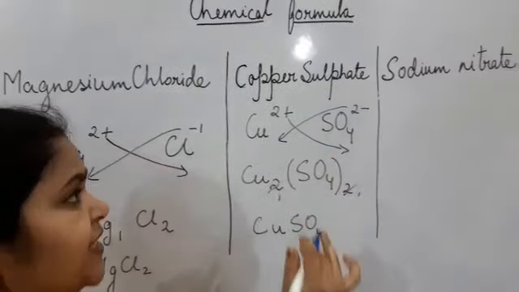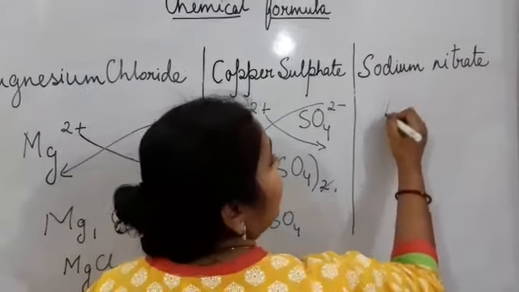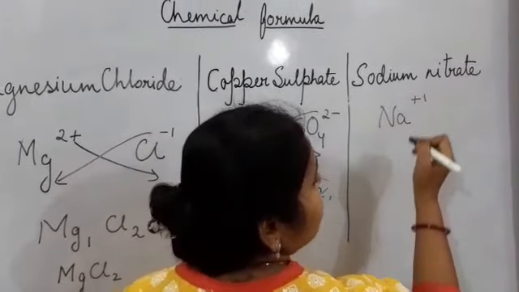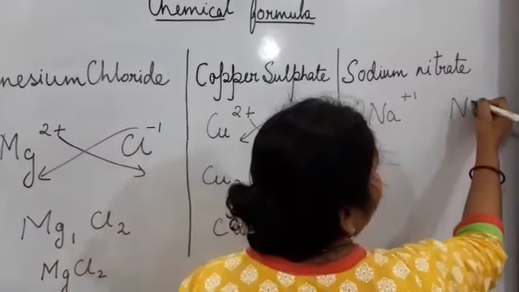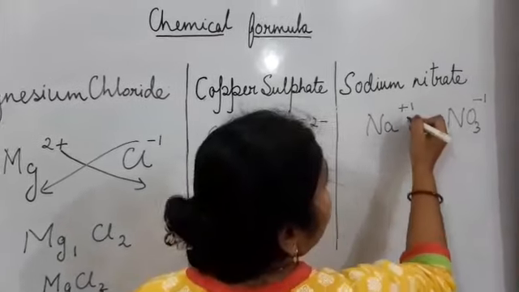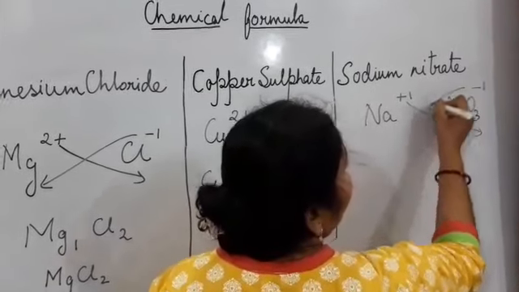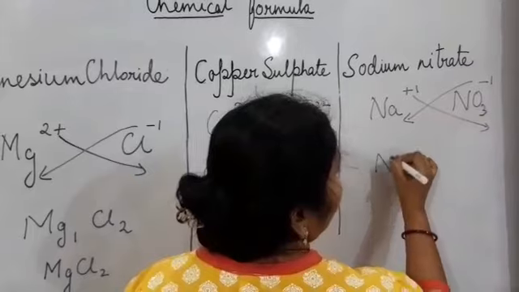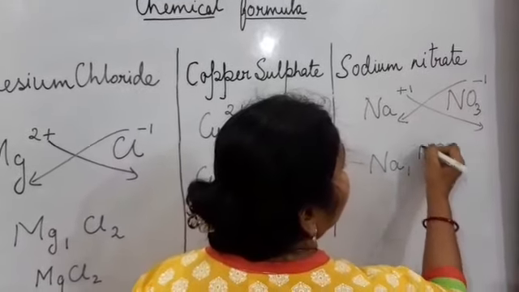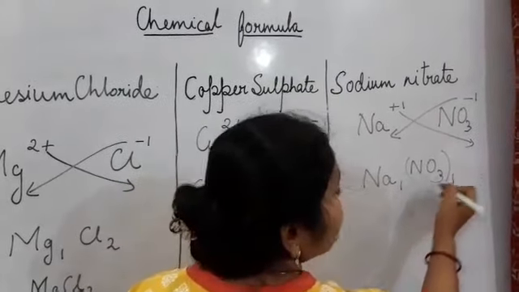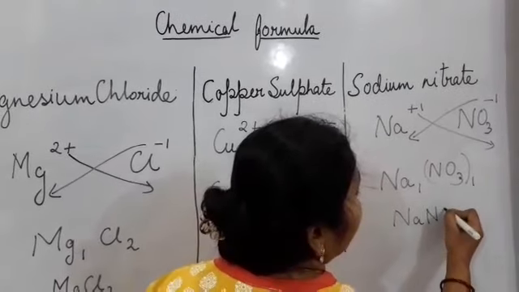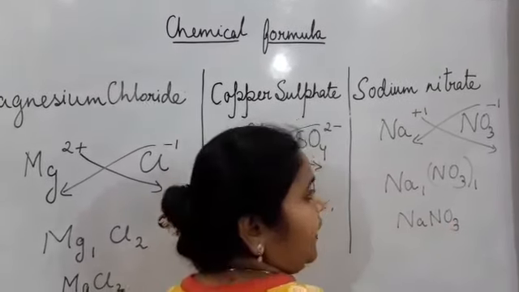The next example is sodium nitrate. Sodium is Na plus 1 and nitrate is NO3 minus 1. Interchange. And you will be writing Na1 NO3 1. So 1 you can skip writing and simply write NaNO3.